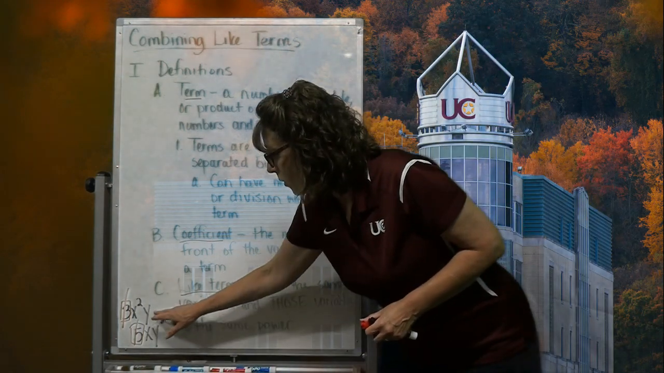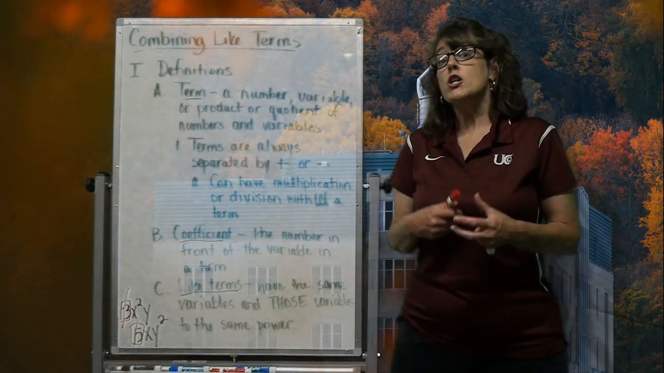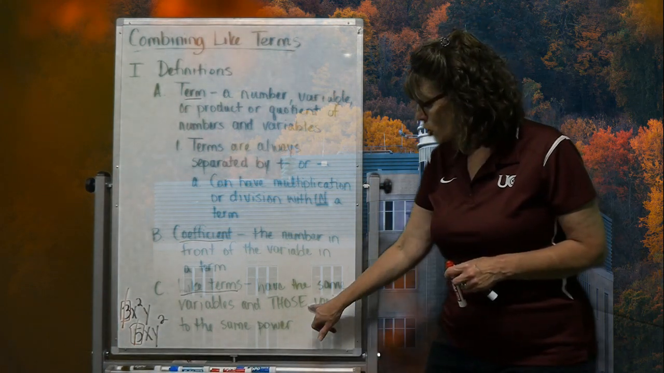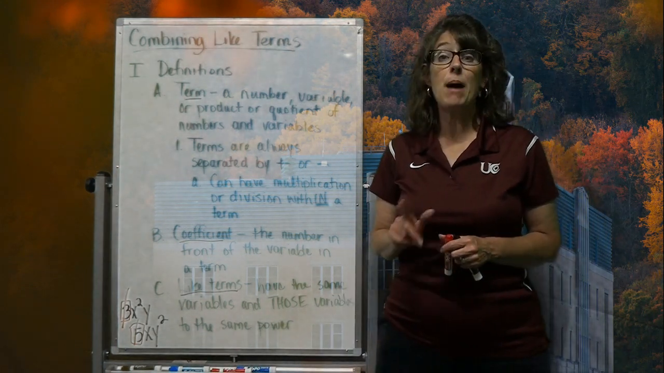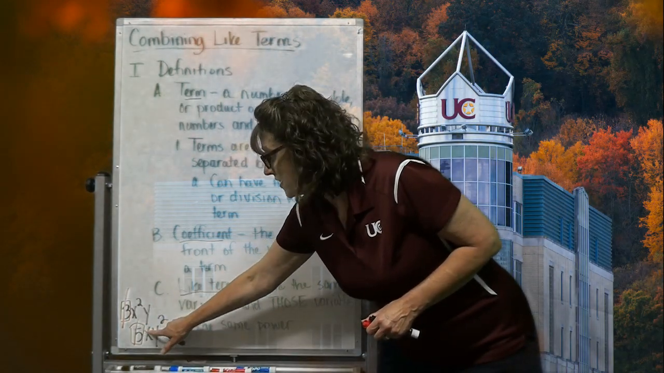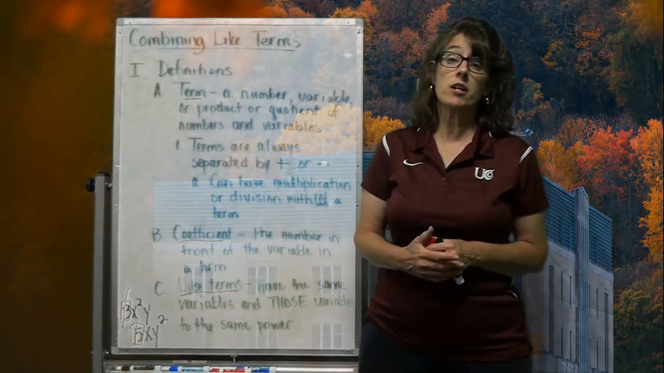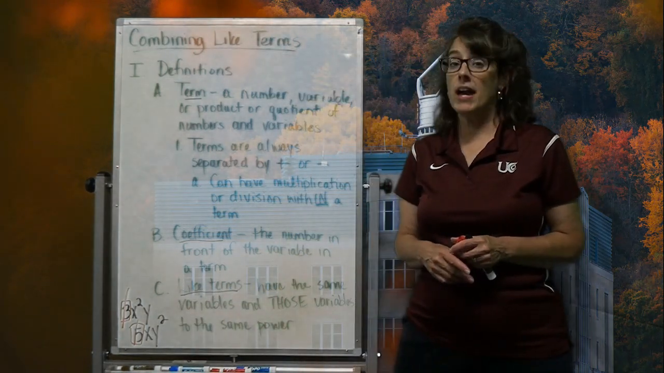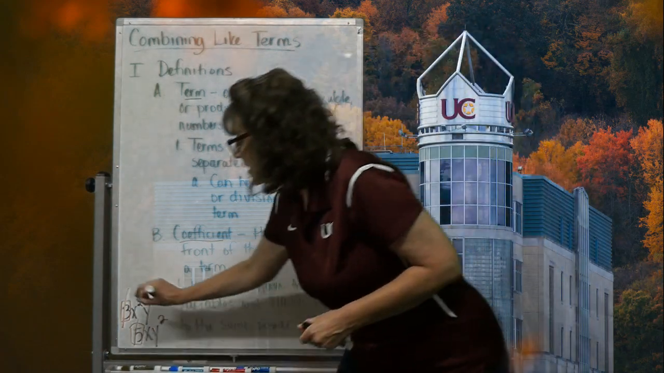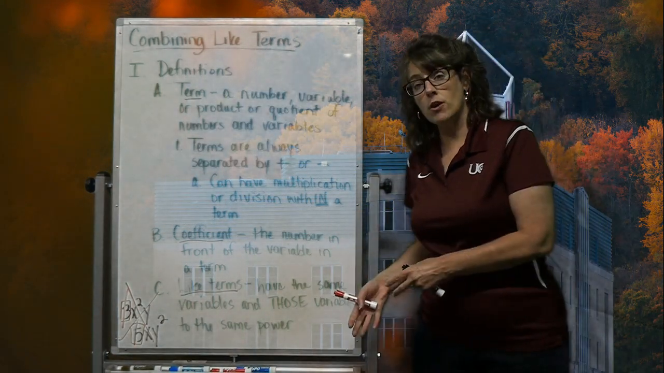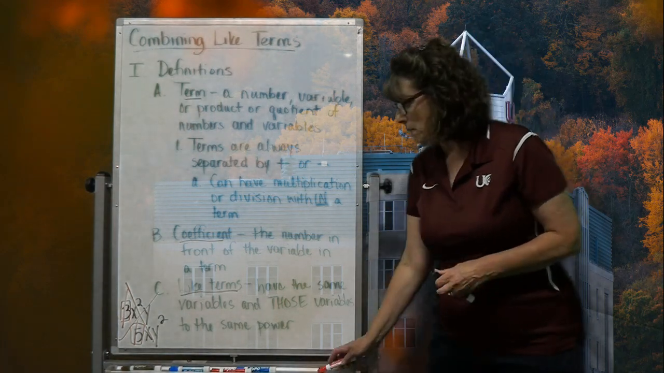But it says they have the same variables. Well, this has an x and a y. This also has an x and a y. So it feels like they might be like terms. But this says those variables are to the same power. Well, see, this is x squared. This is x to the first power. They are not to the same power. Now this is a y to the first, that's a y to the second. They are not to the same power. So these are not like terms. Like terms have the same variables and those variables are to the same power.